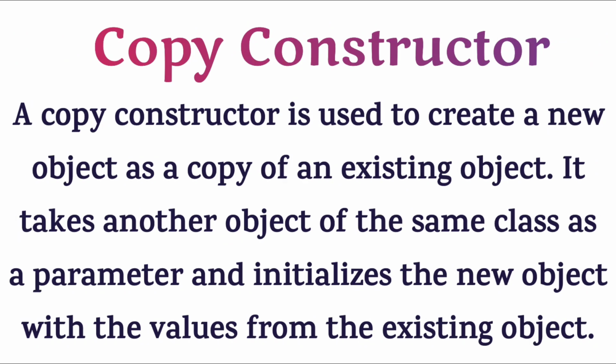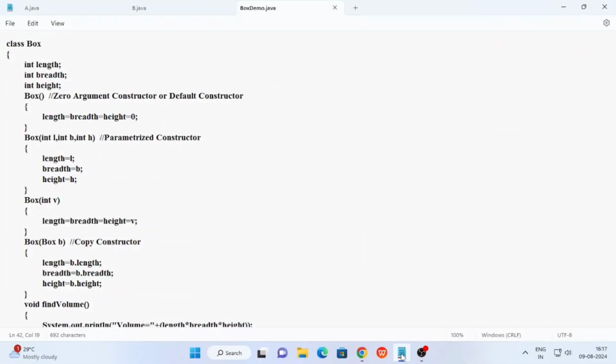And the third type is called copy constructors. It is used to create a new object as a copy of an existing object. So based on these three types of constructors, we'll see a programming example.